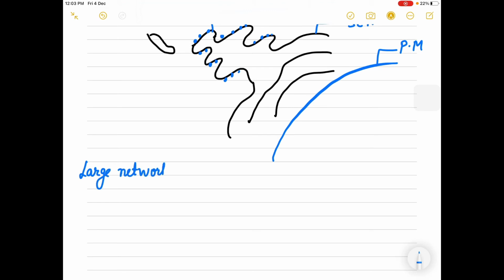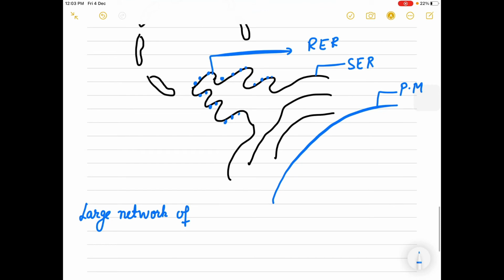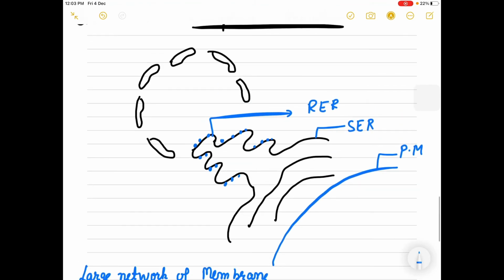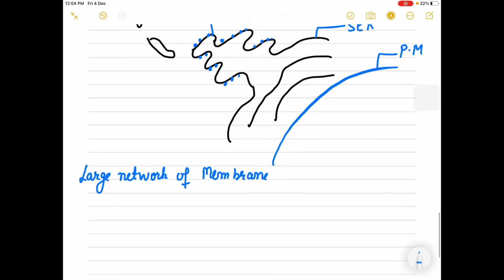It is a large network of, as you can see, membrane bound, because it is bound with the nuclear membrane. किसके साथ attached है ये? न्यूक्लियर मेम्ब्रेन के साथ ये अटैच्ड, हमेशा न्यूक्लियर मेम्ब्रेन के साथ बनाना है. So it is a large network of membrane bound tubular like structures, tubes and sheets.